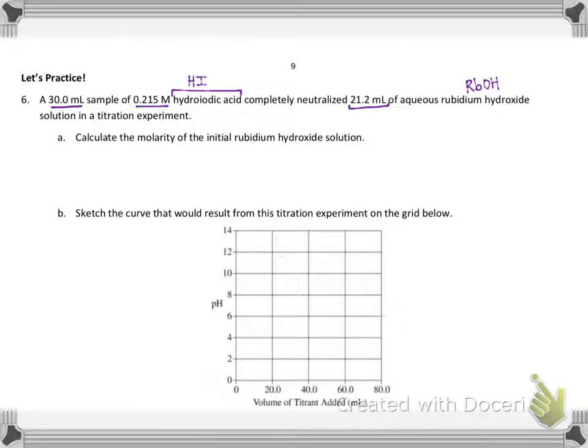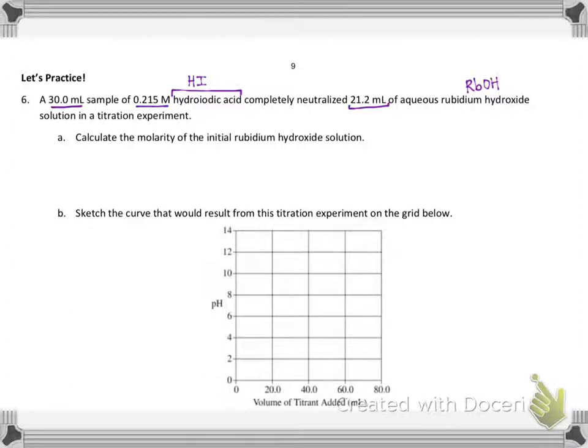Okay, 30 mils of this molarity of hydroiodic acid completely neutralized this certain amount of aqueous rubidium hydroxide. So they didn't tell you if this was a strong or a weak or a what, but they gave you the names, so you know from there. So this is totally a strong titration.